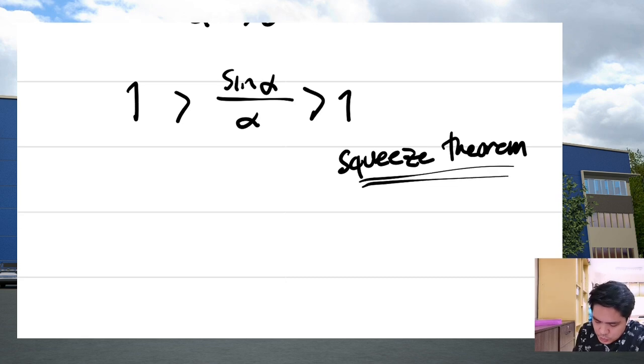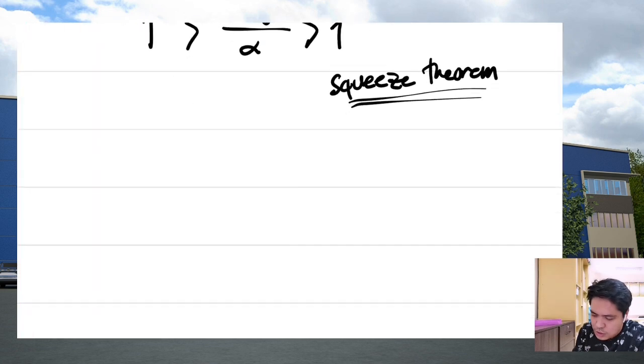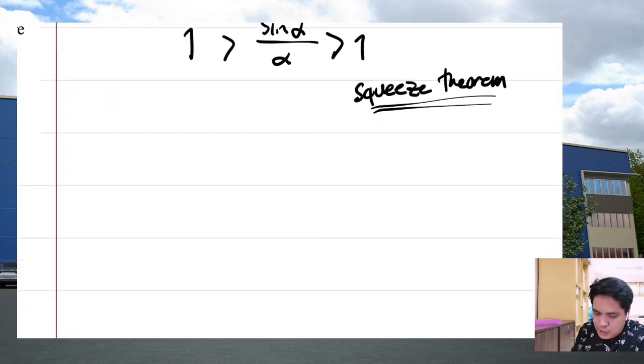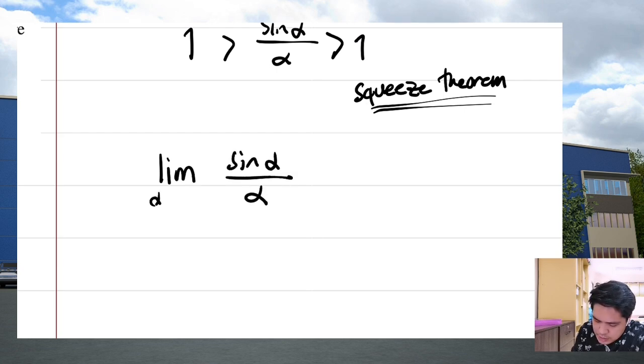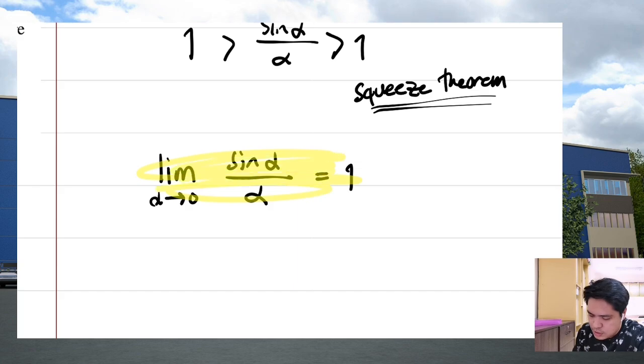Okay, so therefore we say, this is one of the theorems na kailangan memorize din ninyo. Madali lang naman. Therefore, we conclude that the limit of sine alpha over alpha as alpha approaches 0 is equal to 1. So memorize this one.